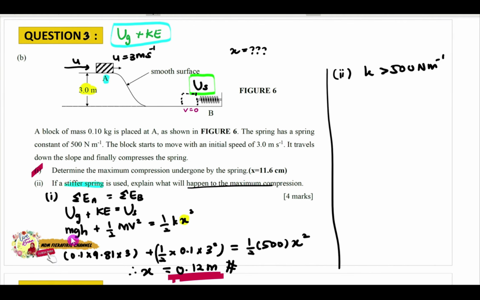Tapi, tengok kat sini yang depan ini tidak berubah. Ketinggian dia masih sama. Plus, dia tak bagi tahu pun initial velocity dia berubah kan? So, dia masih sama lah.